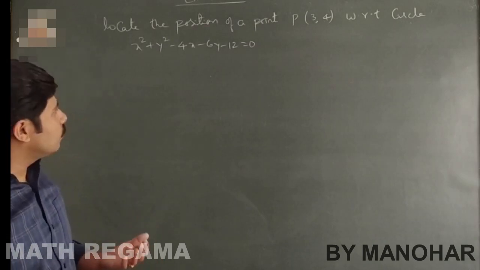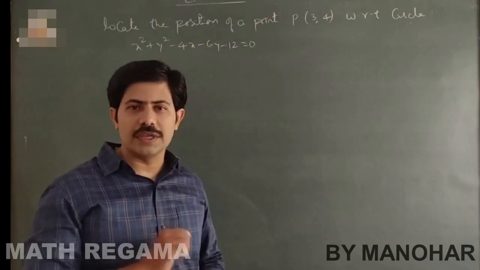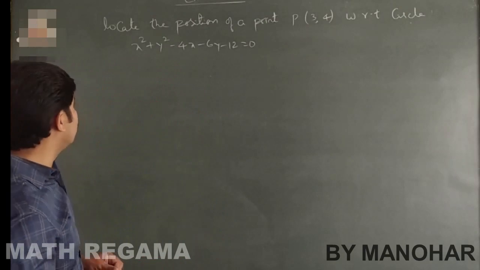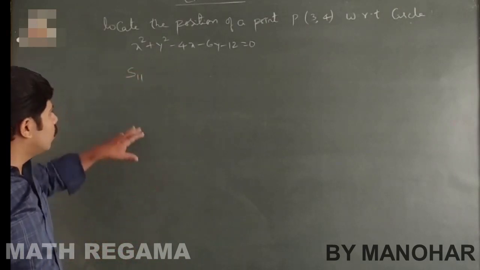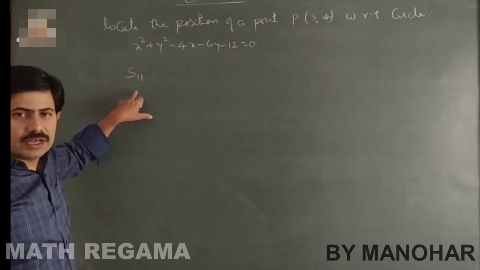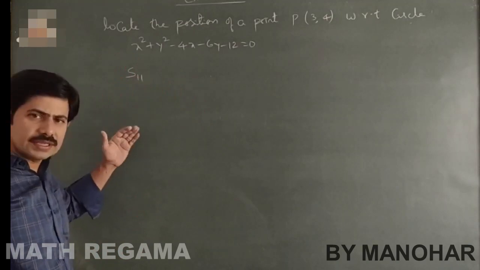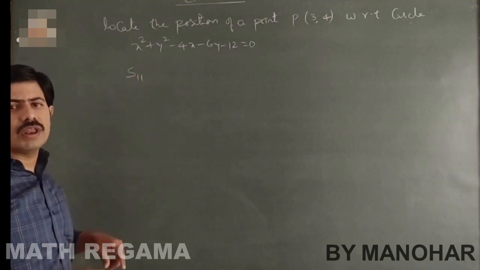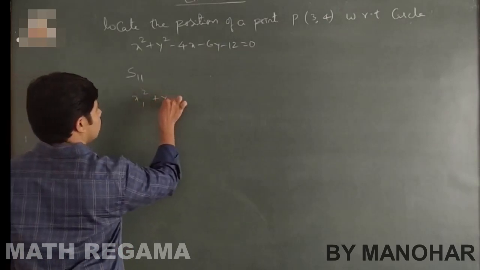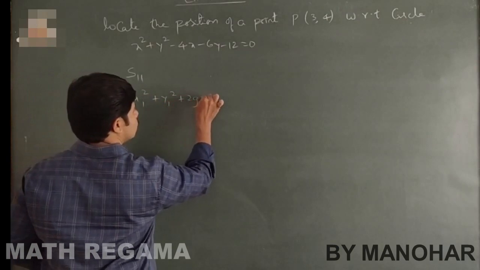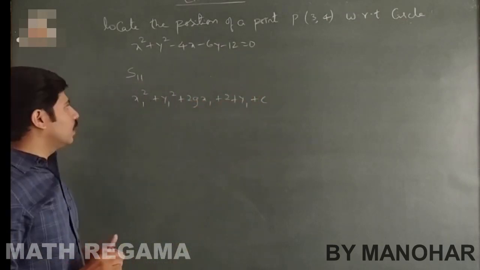That means we have to check whether the point lies inside, outside or on the circle. To check this, we have to find S11, so it depends on S11. If S11 is greater than 0, it lies outside; if S11 is less than 0, it lies inside; if S11 is equal to 0, it lies on the circle. S11 is x1 square plus y1 square plus 2gx1 plus 2fy1 plus c.